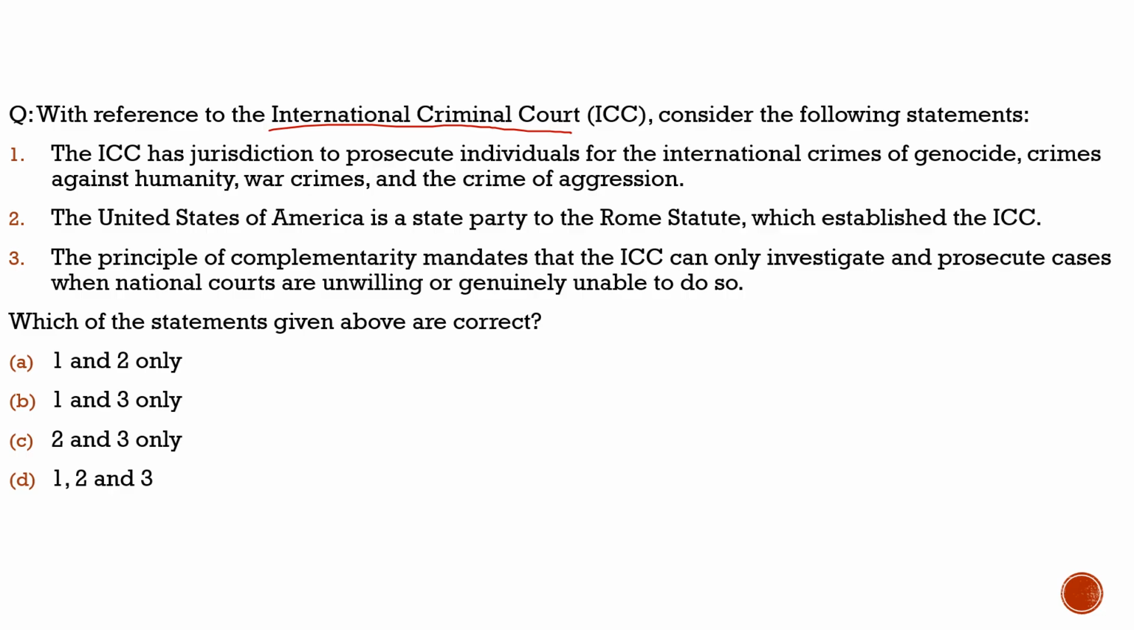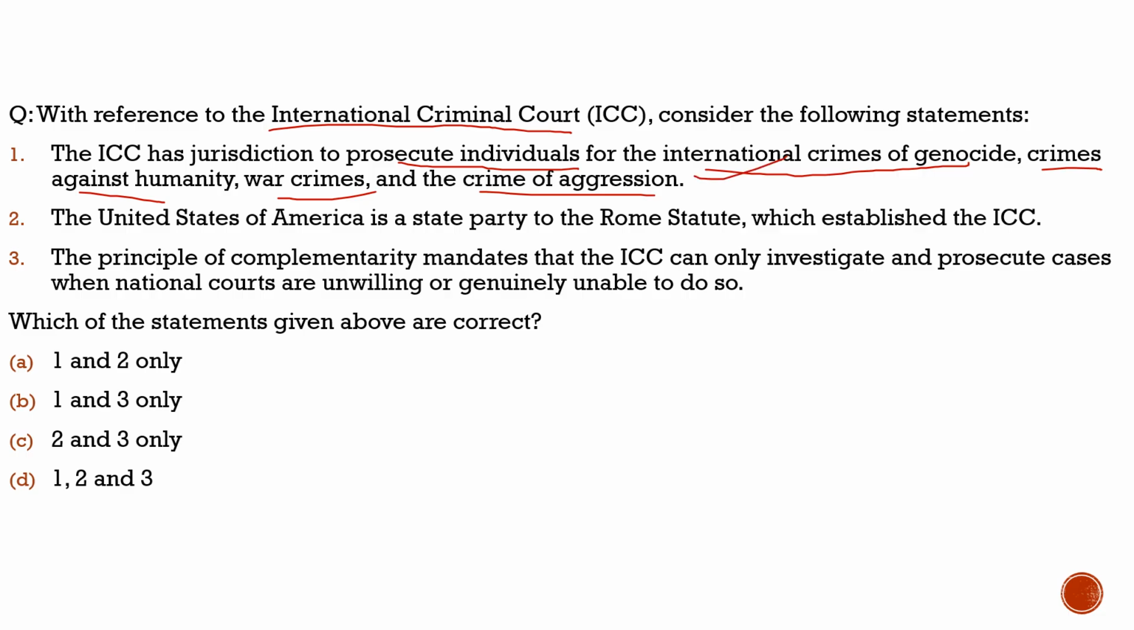The question says, with reference to the International Criminal Court, consider the following statements. First statement, the ICC has jurisdiction to prosecute individuals for the international crimes of genocide. Please remember these crimes, they are important. These are the reasons why they can prosecute individuals. What are the crimes? The international crimes of genocide, crimes against humanity, war crimes, and the crimes of aggression. If any person is found guilty of these crimes, then the ICC can come in. So the first statement is true.